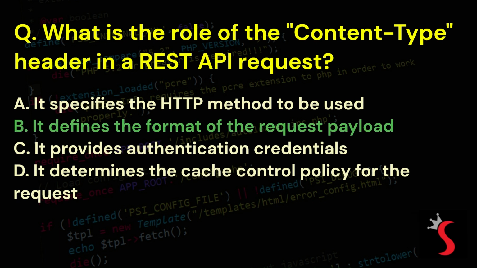And correct answer is option B. It defines the format of the request payload. The content type representation header is used to indicate the original media type of the resource prior to any content encoding applied for sending. In responses, a content type header provides the client with the actual content type of the returned content.